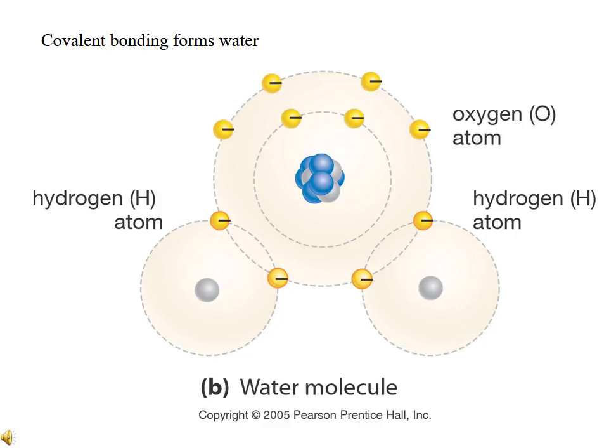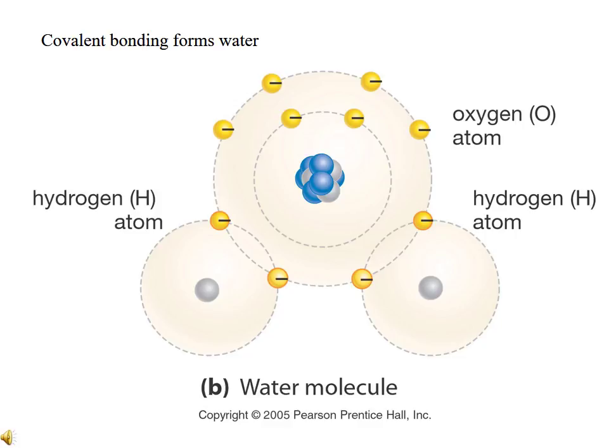Now the reason this forms is because oxygen, as you can see, has an atomic number of 8. That means it has 8 electrons. 2 electrons will go on the inner shell, and 6 electrons will go on the outer shell. So therefore, oxygen would like to get 2 more electrons. And guess what nature has provided? 2 hydrogens that come in.